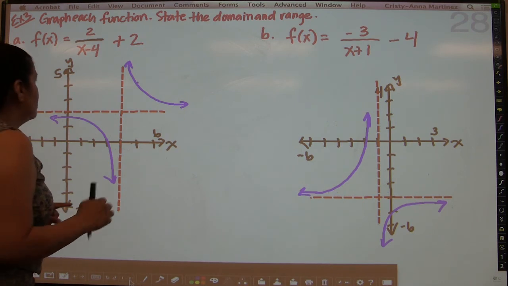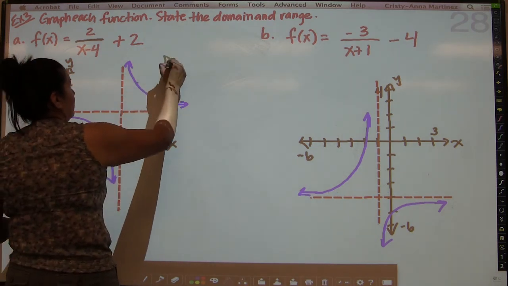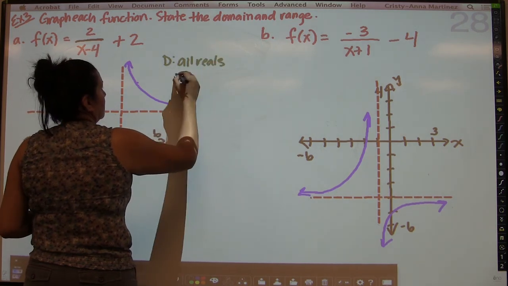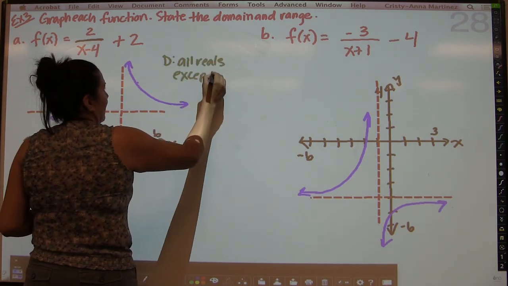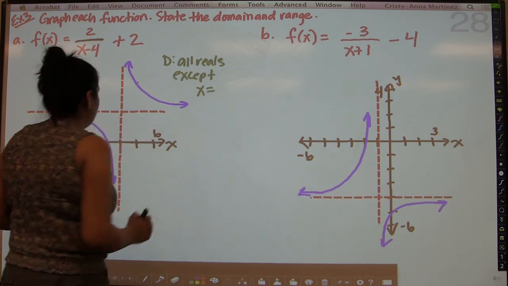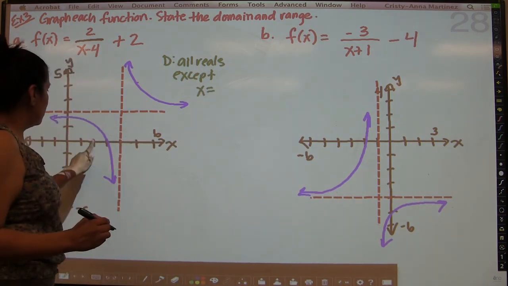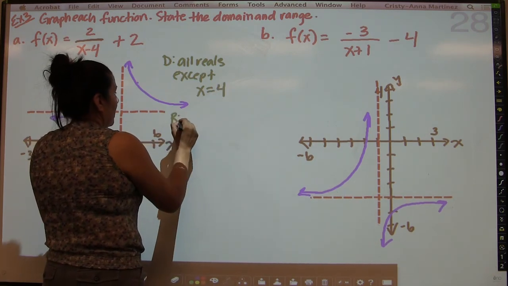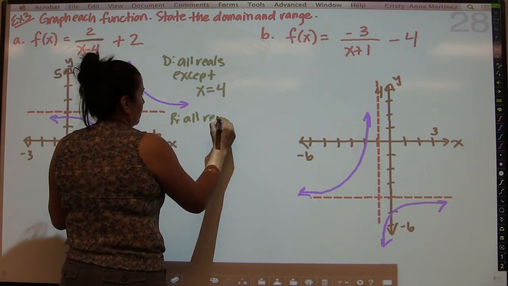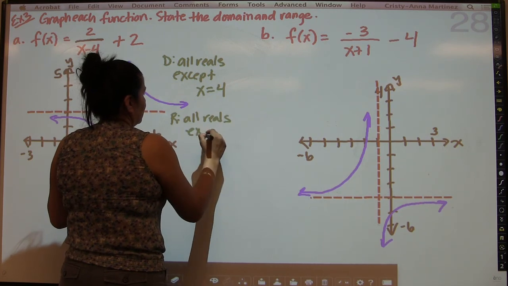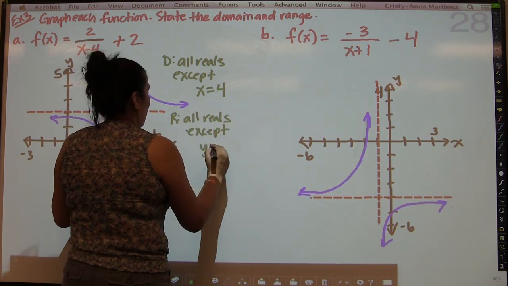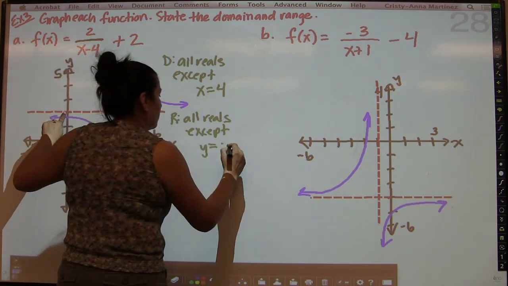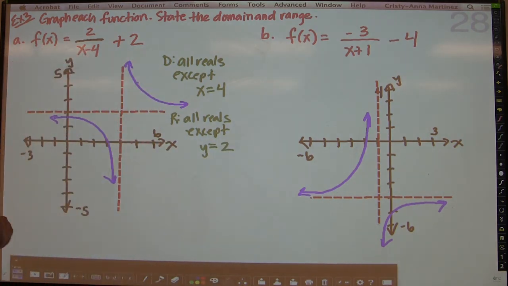So domain for part A would be all reals except x equal to the vertical asymptote, which was 1, 2, 3, 4, so x cannot equal 4. And then for our range, it's going to be all reals except y equal to 2. So y cannot equal 2 and x cannot equal 4.